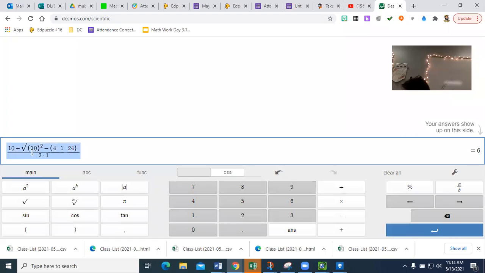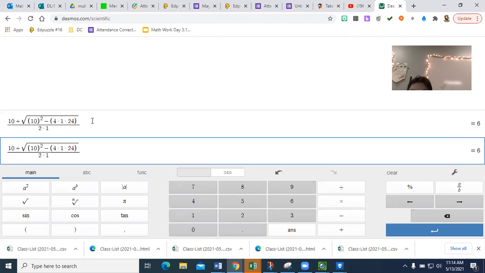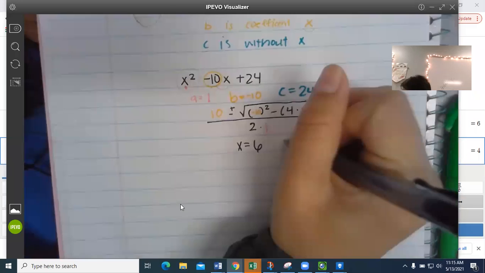Now, what I'm going to do, because I can use this calculator, is copy this, and then paste it. So I just scrolled over it. I pressed Control C as in copy, and I pasted it. Now I'm going to erase the plus and put a minus. So there's my second answer. I'm going to get 2 answers. Sometimes you'll get 1. It'll be the same answer. But right now I have 2 answers. So my 2 solutions are 6 and 4. Those are my 2 solutions.